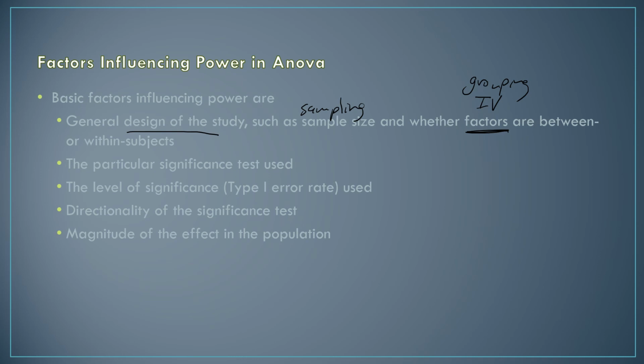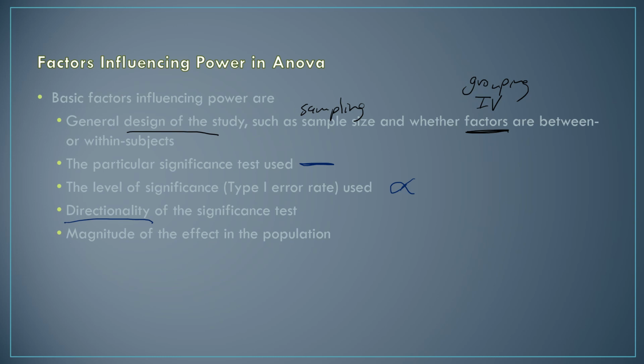Then it's pretty standard: what statistical test are you using, what is your alpha level, so your level of type 1 error, and also your significance level. The directionality of your significance test, where if you are only looking for positive results, are you looking only for one group to absolutely be higher than another group? Those can change what your power needs to be.